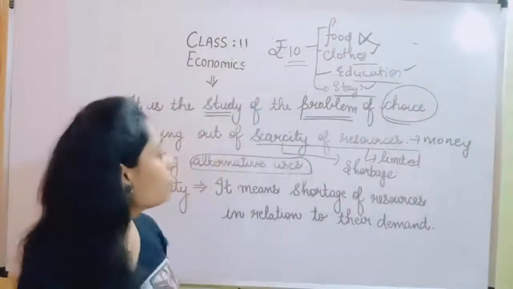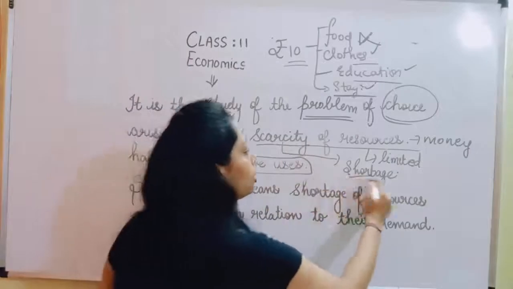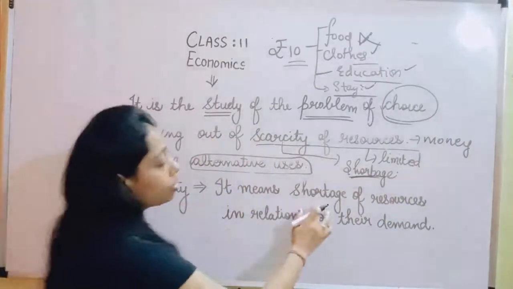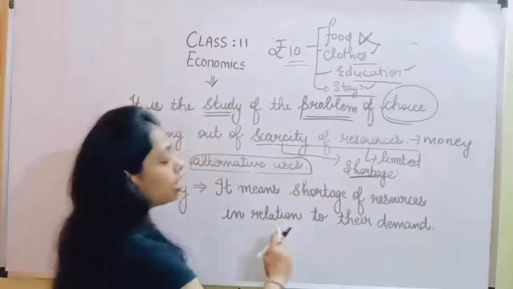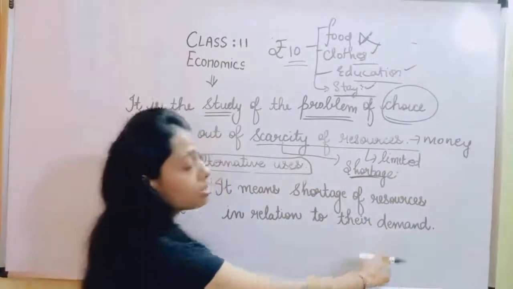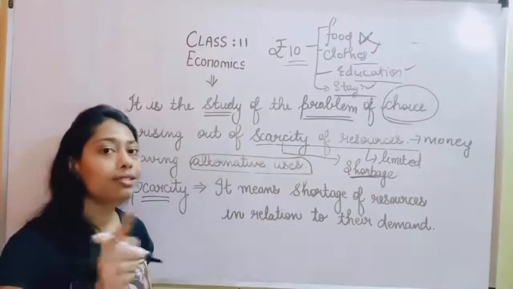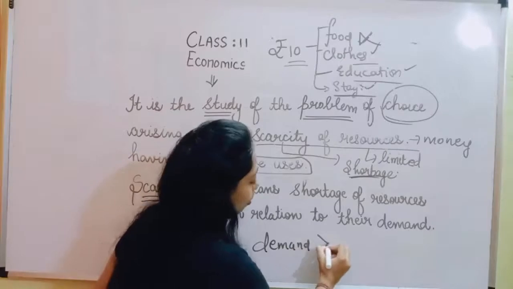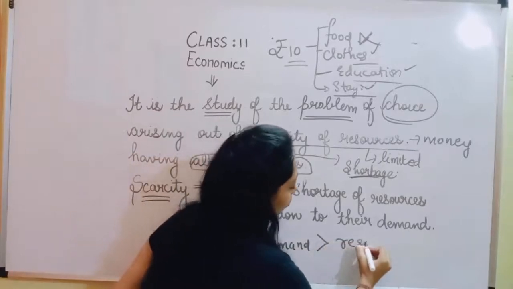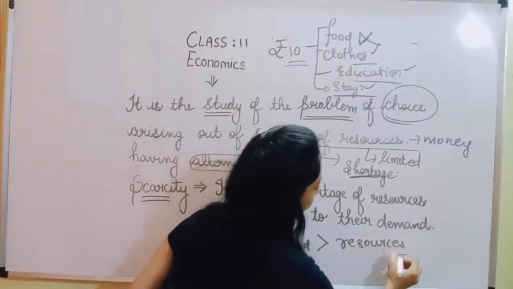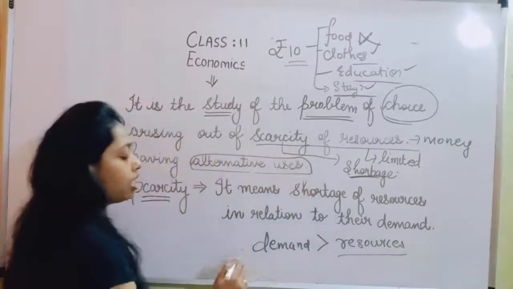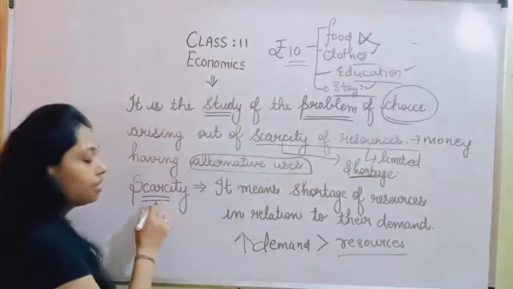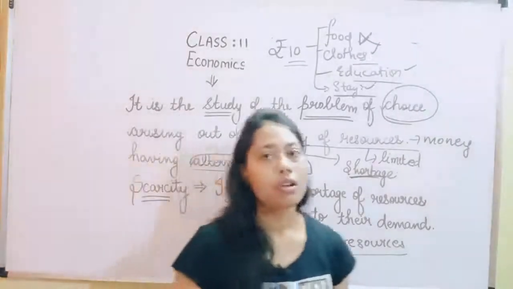Now again, a word was here: scarcity. In short, the meaning was shortage. Let us see its definition. It means shortage of resources in relation to their demand. Demand: the consumer is demanding something. That means demand is always more than your resources. The resources are limited, the demand is ever increasing. So if this kind of situation occurs, you can say that there is a scarcity of resources.